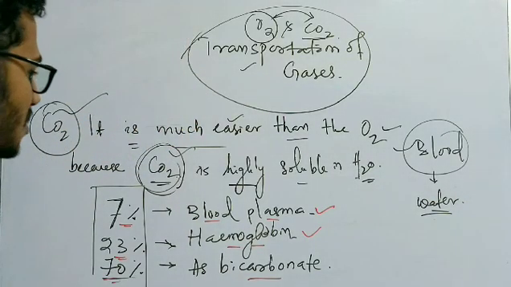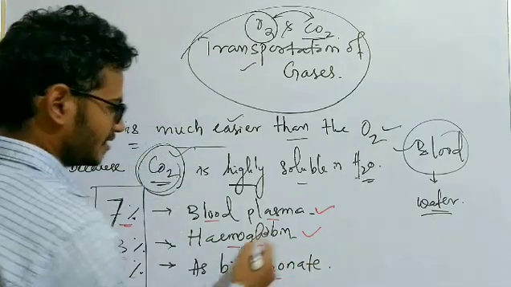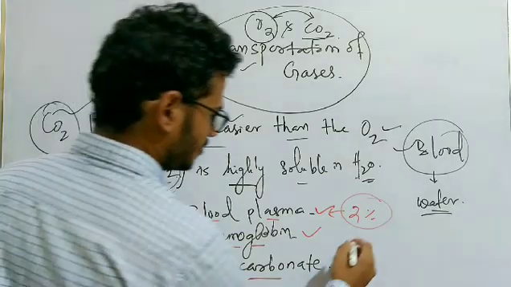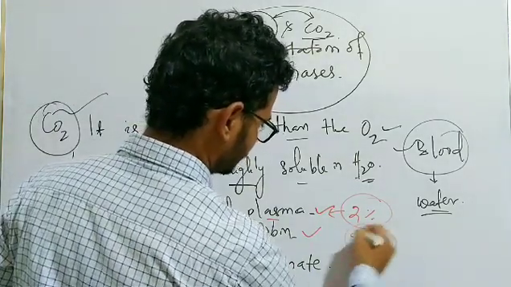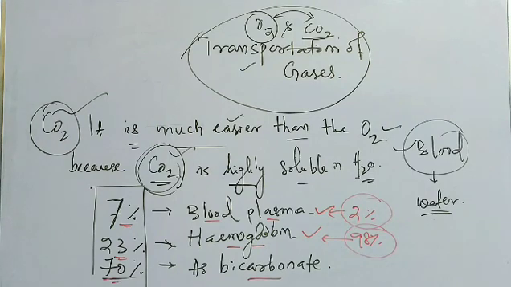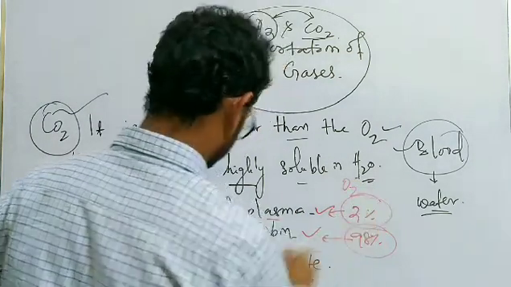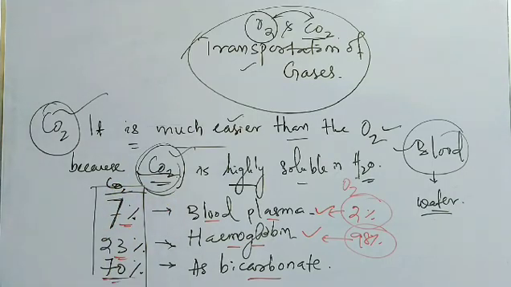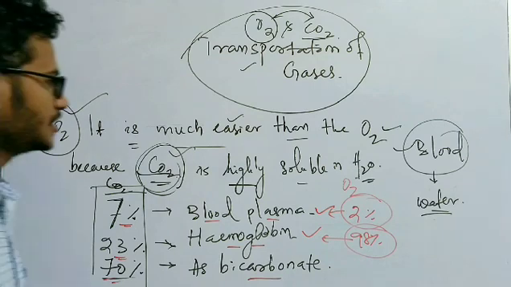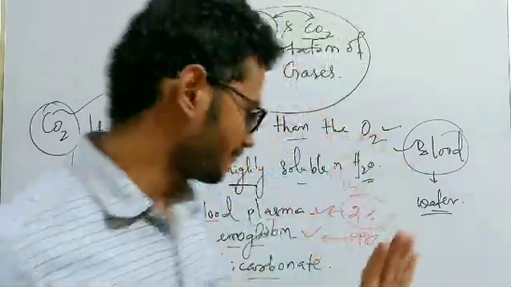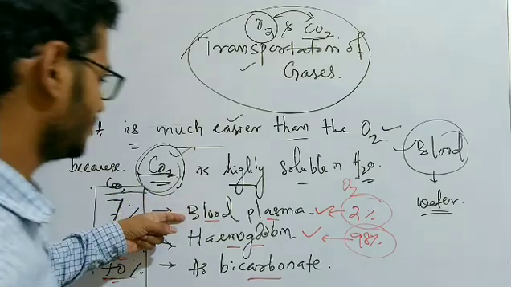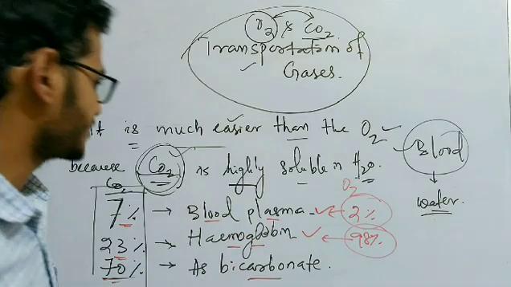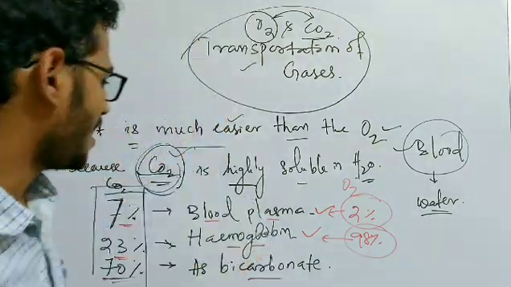In case of oxygen, what was the figure? Around 2% with the help of the blood plasma and about 98% with the help of the hemoglobin. Okay, this is about oxygen, and this figure is for carbon dioxide. Okay, so now let's discuss how the carbon dioxide gets dissolved in the plasma, gets associated with the hemoglobin, and how its transportation occurs as bicarbonate.